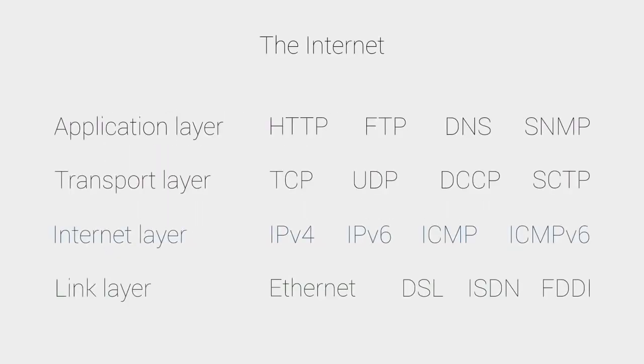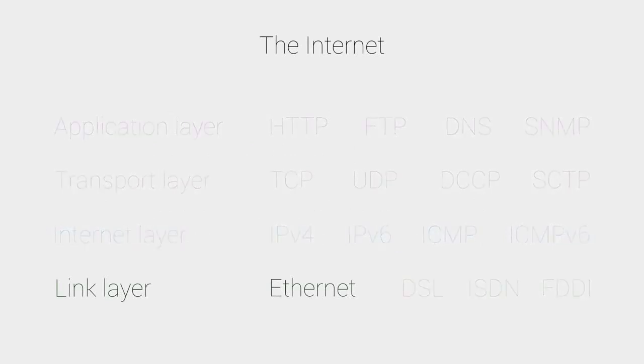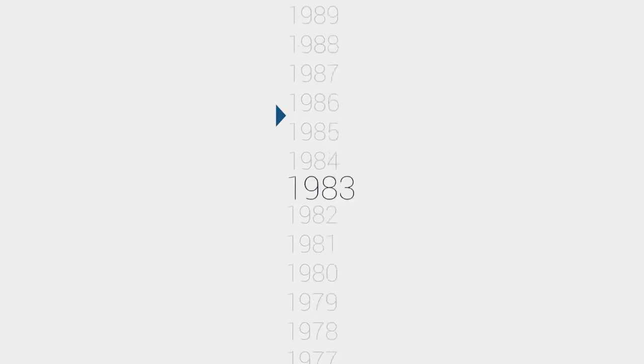The internet is comprised of multiple layers, and today we're talking about one of the lowest ones, Ethernet. If you don't know what this means, that's fine, just tag along and it will all become clear. To understand how your local network works, we need to go back in time about 30 years.